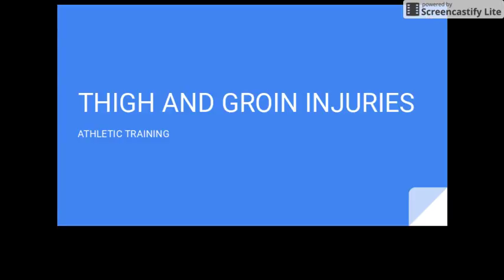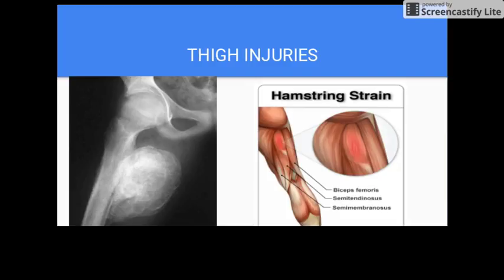Thigh and groin injuries. These are injuries that can be very misleading, but are something that happens quite a bit, especially in hockey and soccer, but they can happen in any sport. If you look at thigh injuries, you can see this big white mass on this leg is what we call a myositis. It's bleeding into the muscle and it forms calcium.